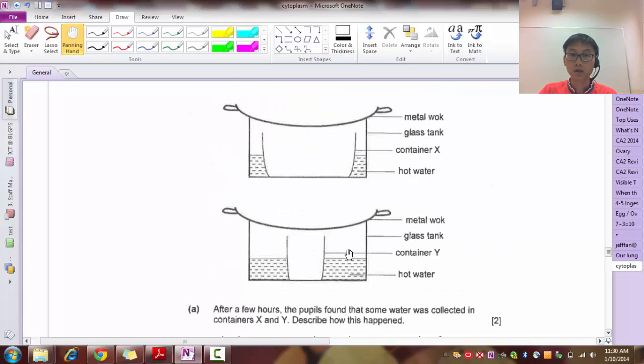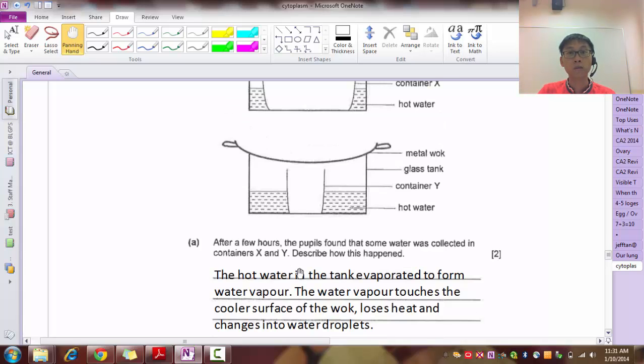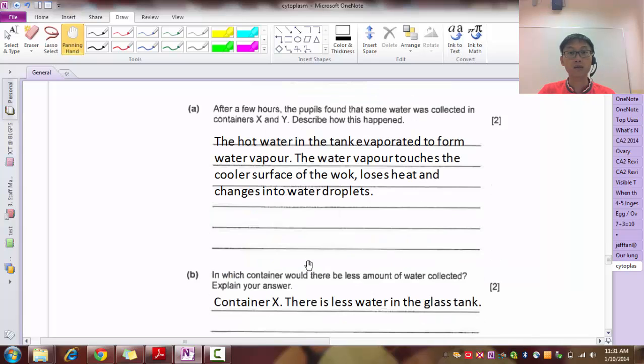Now some of you may also notice that the exposed surface area for this is more, and the exposed surface area for this is lesser. So because of that, the rate of evaporation will be slower for this as compared to this one. The water will evaporate faster, and therefore within the same amount of time, this will collect more water. So that's true as well. Okay, so you can explain it in both ways.